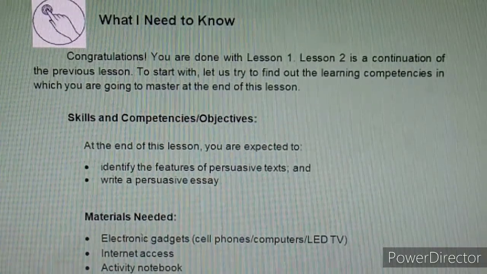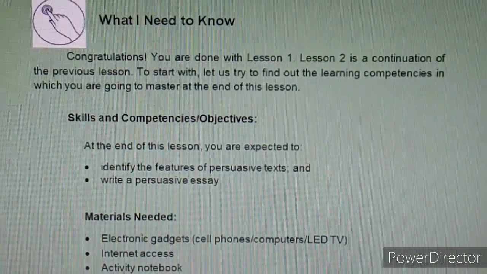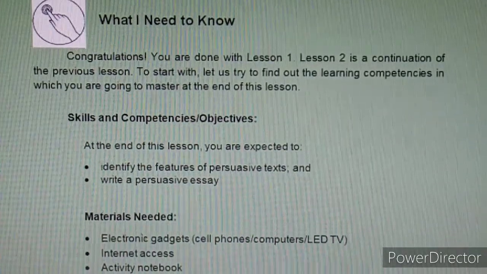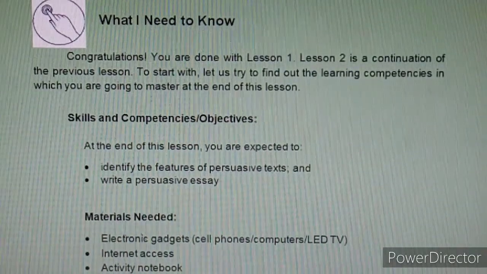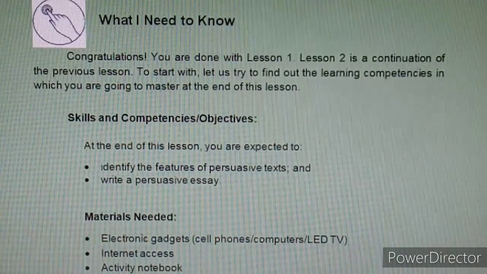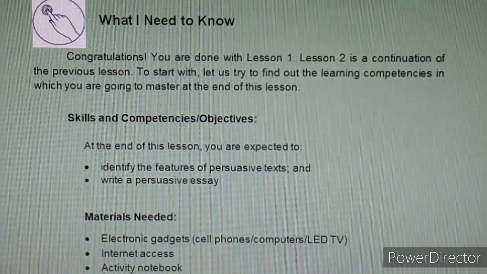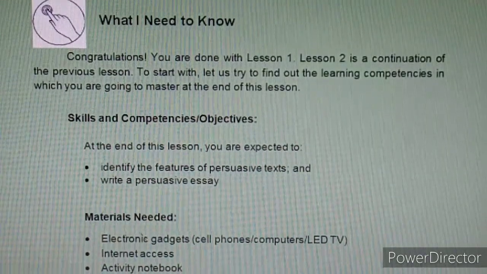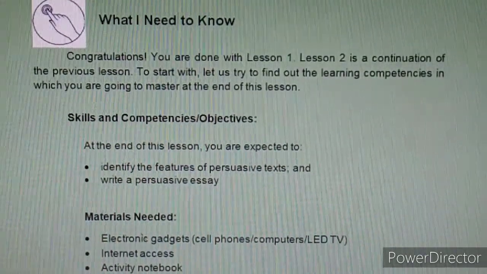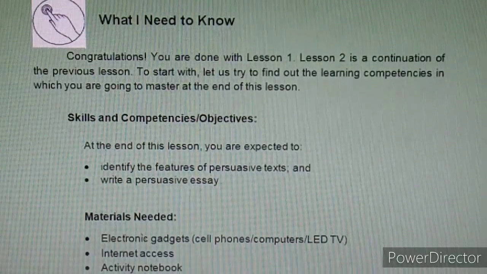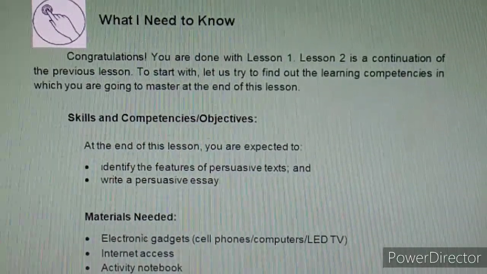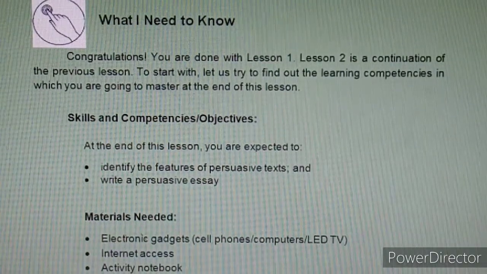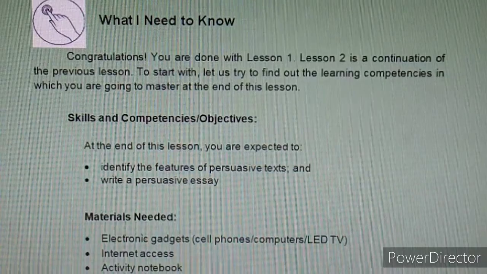To start with, let us find out the learning competencies which you are going to master at the end of this lesson. You are expected to identify the features of persuasive texts and write a persuasive essay. Here are the materials that you are going to need: electronic gadgets such as cell phones, computers, and LED TV. You also have to access the internet and have your answer sheet.